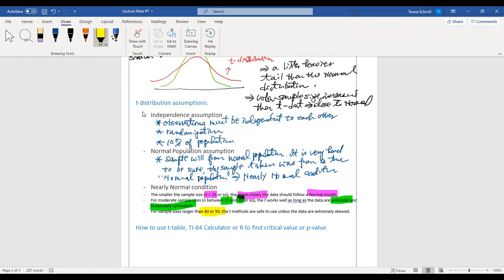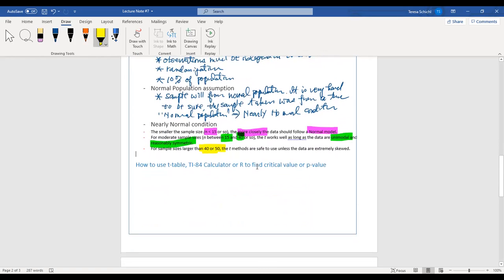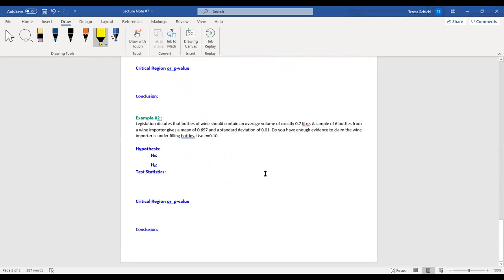Okay, so now let's take a look at how we use the T distribution. I also like to do this part by using the T table, the TI-84 calculator, or R. And I like to use this example to show how we do it.